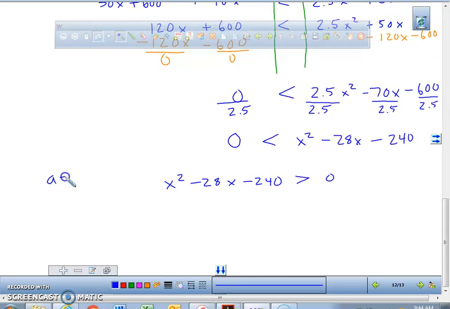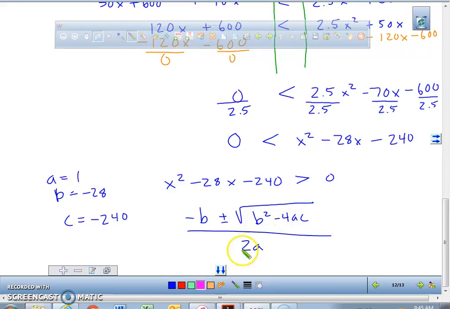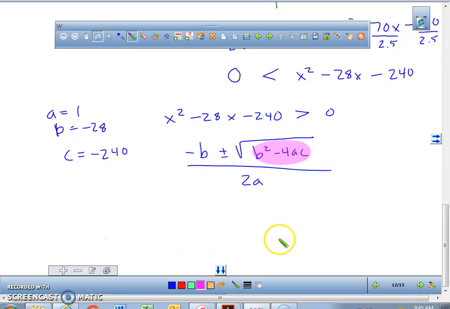By the way, my a value is equal to 1. My b value is equal to a negative 28. And my c value is equal to negative 240. And you're going to use the quadratic formula, which is negative b plus or minus the square root of b squared minus 4ac all over 2a. And always start, my suggestion, always start by finding this discriminant first. Okay? So use these numbers to plug in, find the discriminant first, and solve your equation.